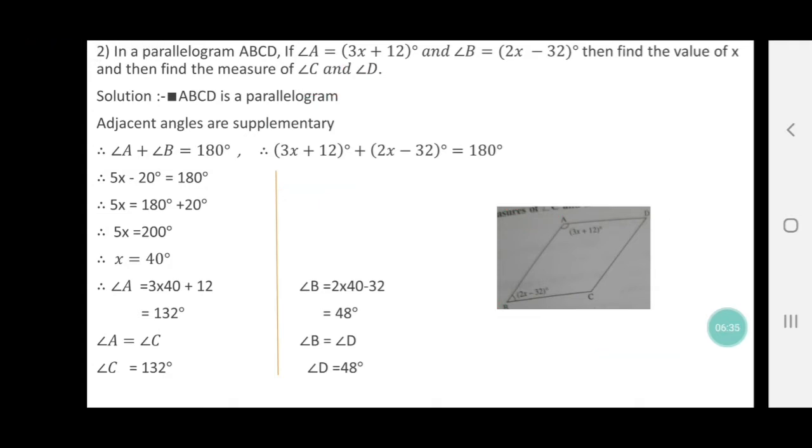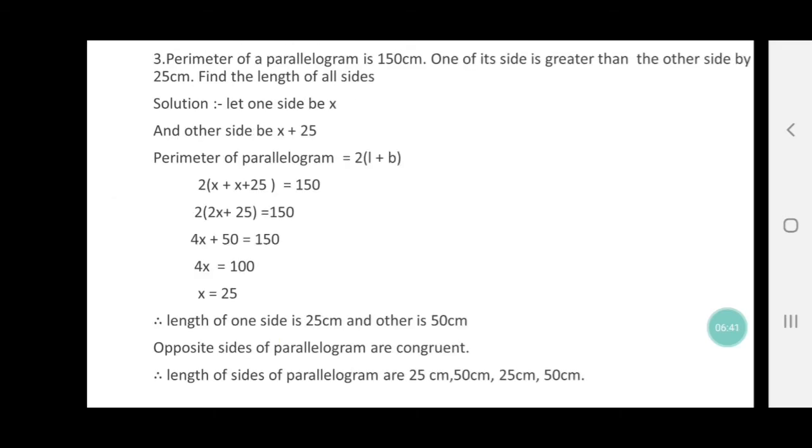Now we move on to the next problem, that is problem number 3. In that, what is given to us is the perimeter of the parallelogram is 150, and one of the greater sides is given to us.